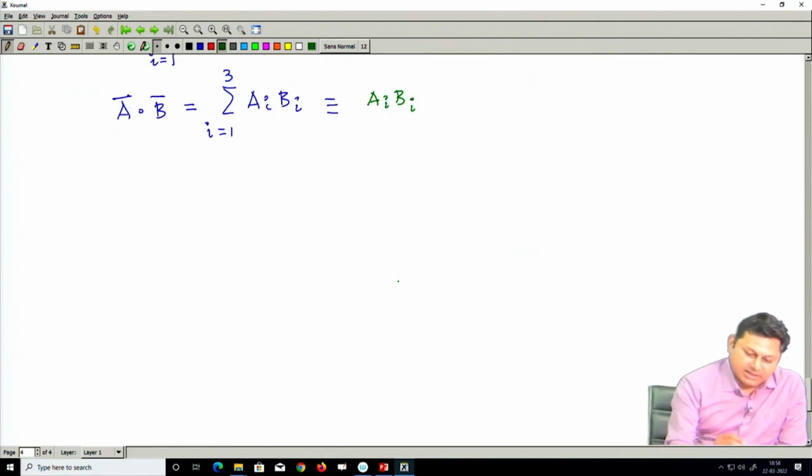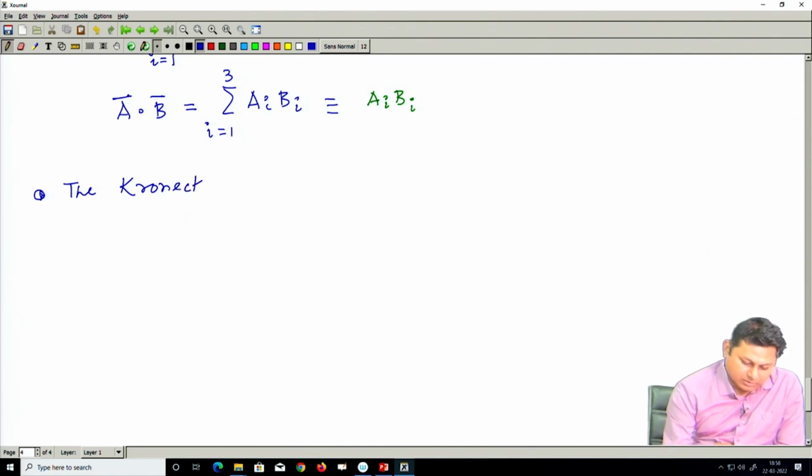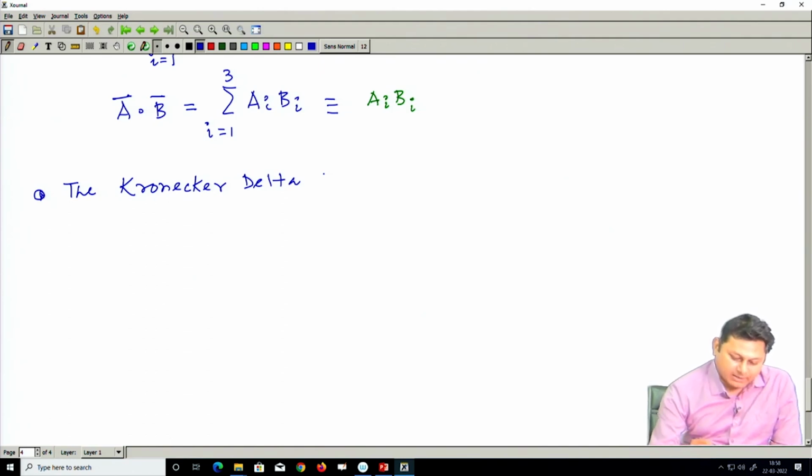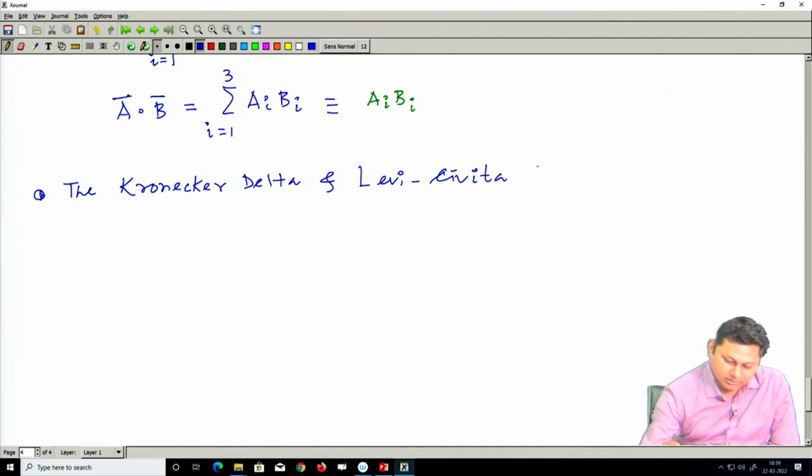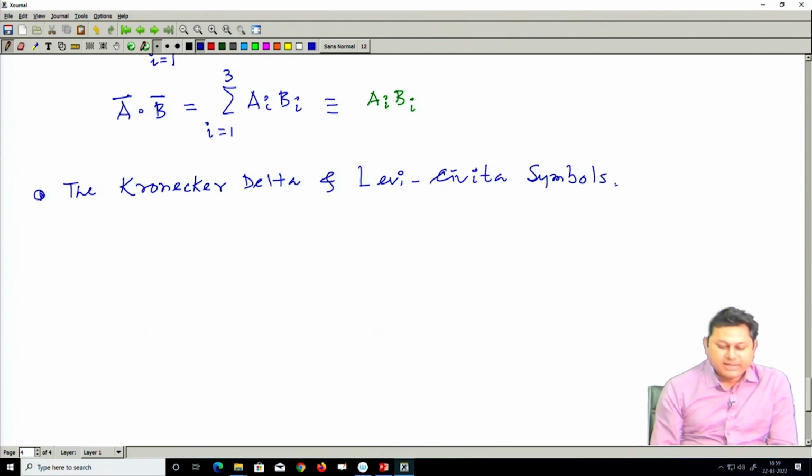Okay, next, again an important thing: I would like to define the Kronecker delta and another symbol, and that is called the Levi-Civita symbol. The Kronecker delta and Levi-Civita symbol are very important.